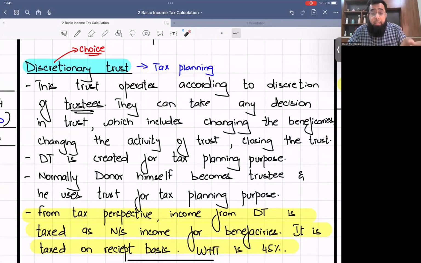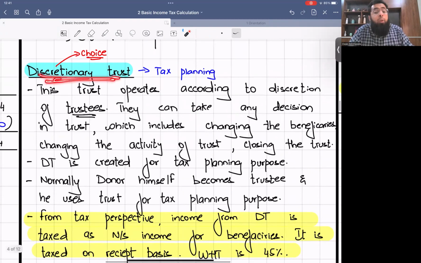Now, the important thing, this tax planning is permitted by the tax department. So there is nothing to worry. This tax planning is permitted by tax department. Now, what is discretionary trust? This trust operates according to the discretion of trustees. Now, how this trust operates?